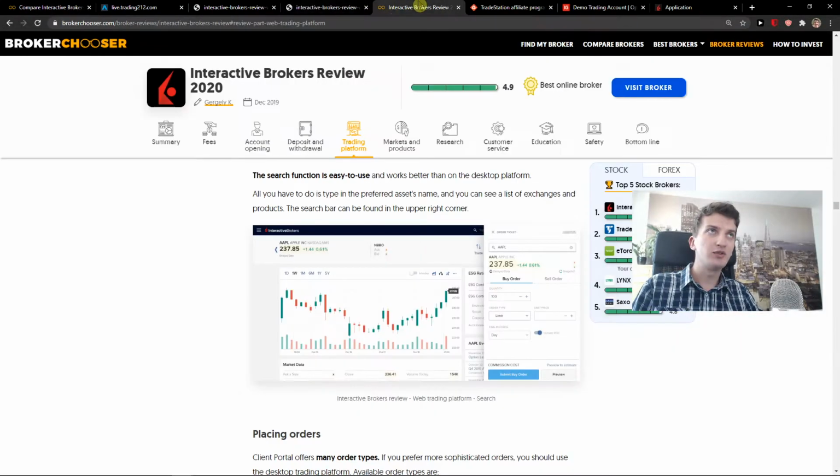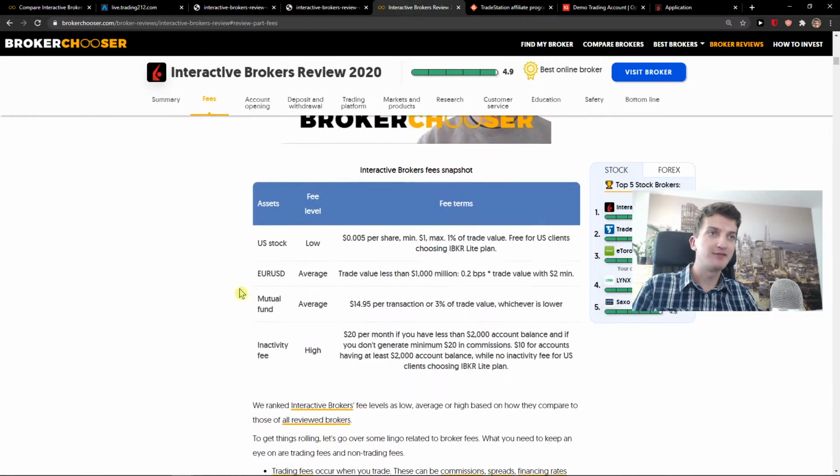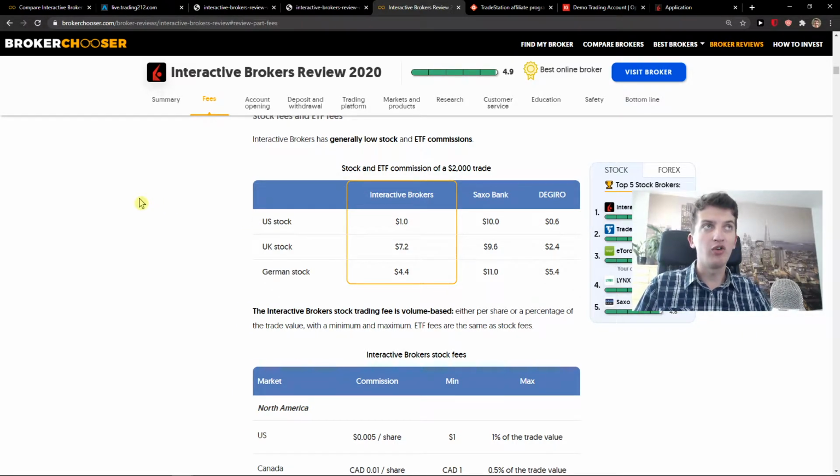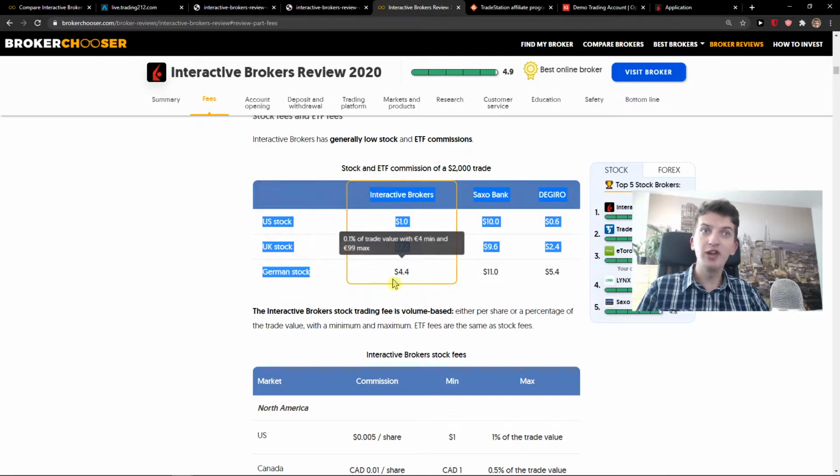When I go here to Interactive Brokers and you look for the fees, you see it right here. They have low stock and ETF commission fees. $1 per US stock, UK stock and German stock. They are pretty low compared to, I don't know, IG and others. These are really good prices.